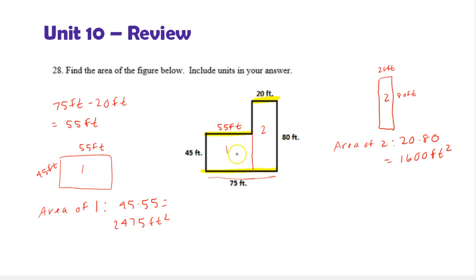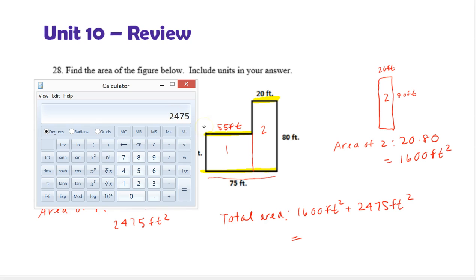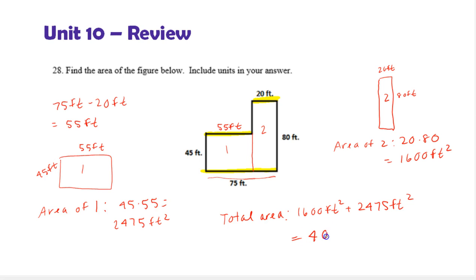Now, since these are non-overlapping and they make up the whole area, we found the two separate areas, and combined it equals the total area. So the total area is 1,600 square feet plus 2,475 square feet, which equals, oh, we have that number in there, so let's just add 1,600, 4,075 square feet. And let's box our final answer.